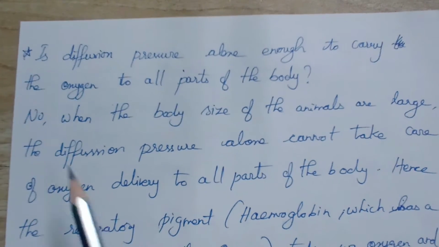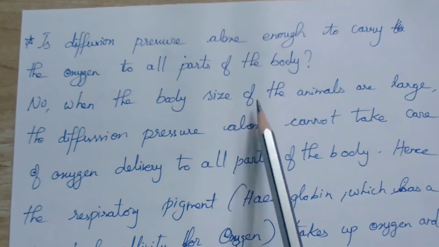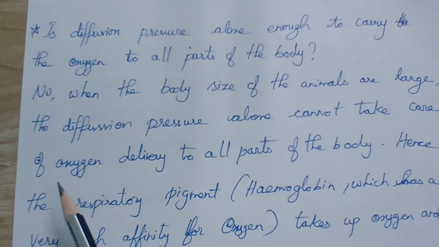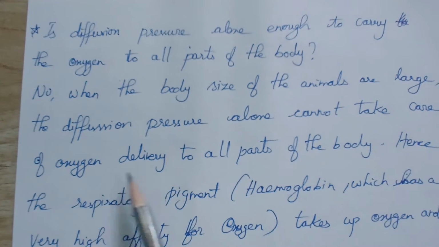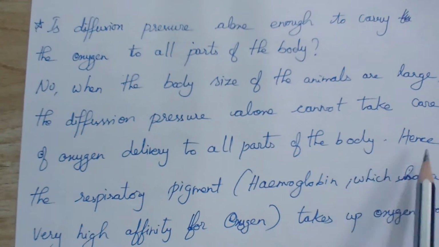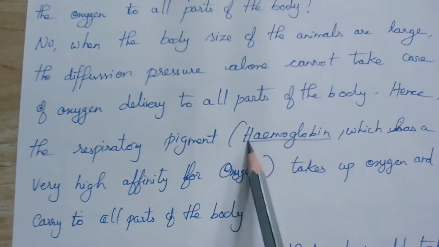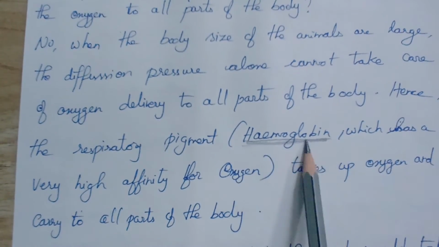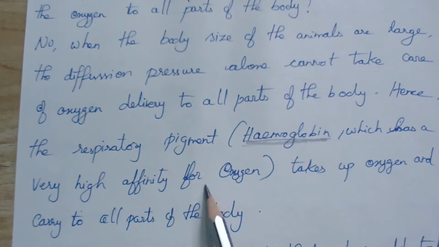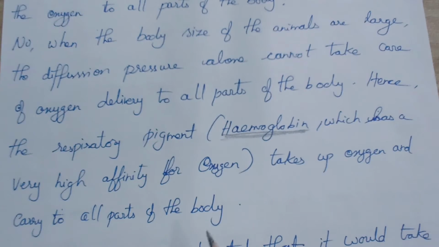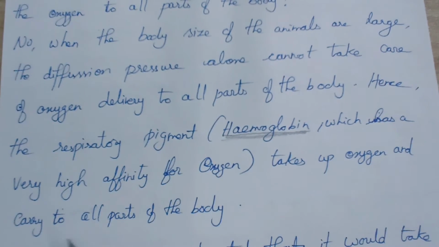Okay, so when the body size of the animals is large, the diffusion pressure alone cannot take care of oxygen delivery to all parts of the body. Hence, the respiratory pigment, that is your hemoglobin, this is very important. Hemoglobin has a very high affinity for oxygen, it easily absorbs the oxygen. It will be attached to the oxygen. Okay, and this respiratory pigment takes up oxygen and carries it to all parts of the body.